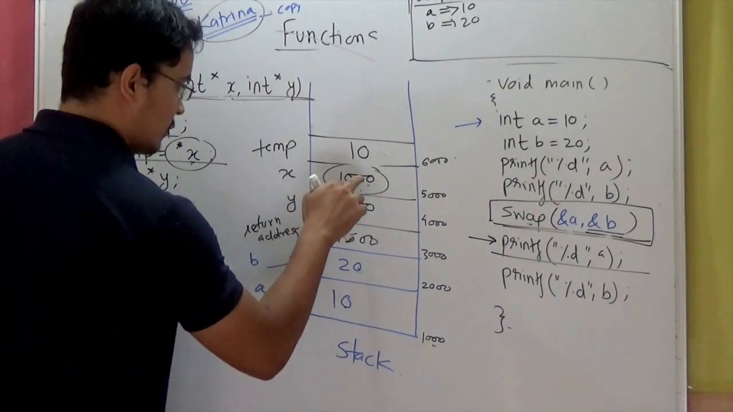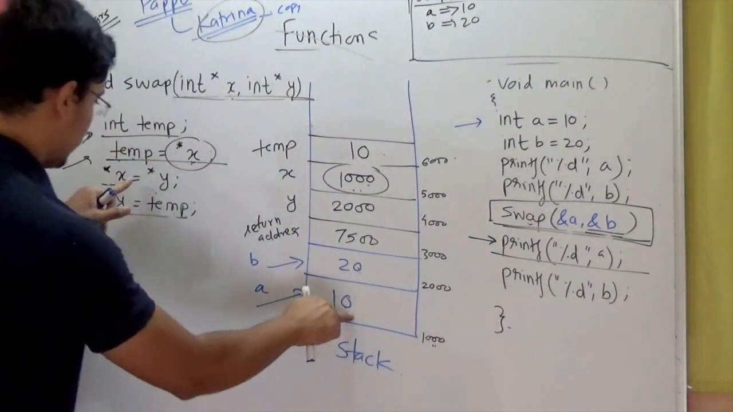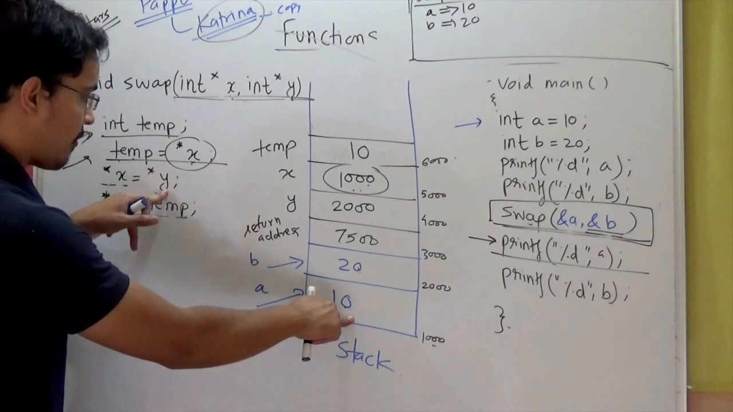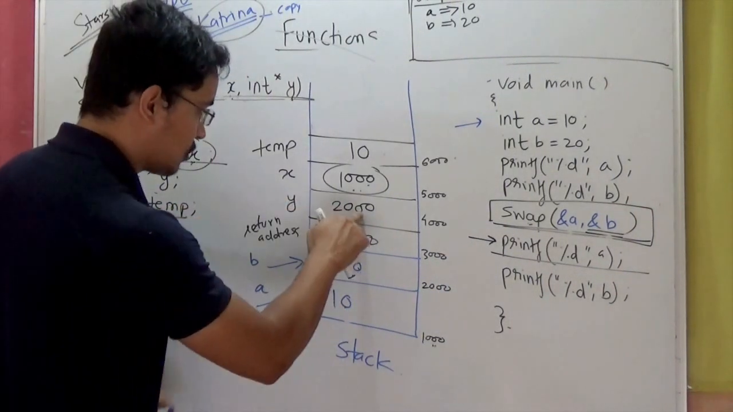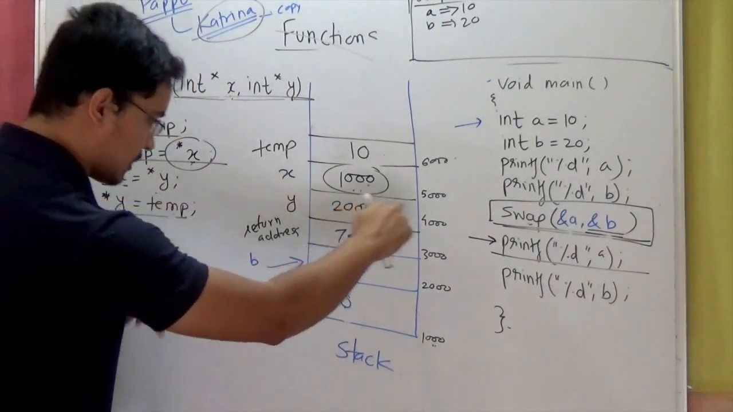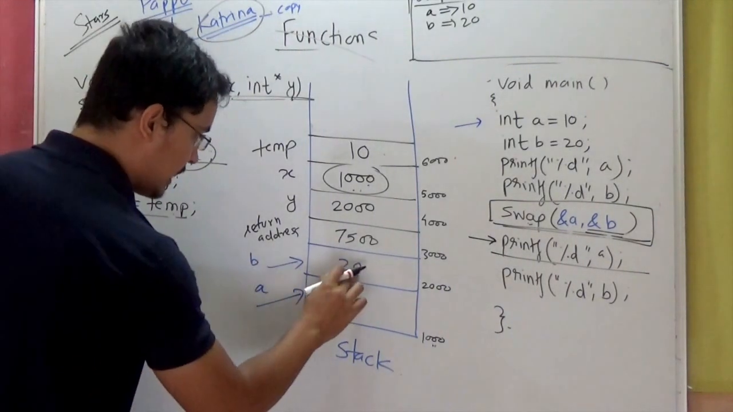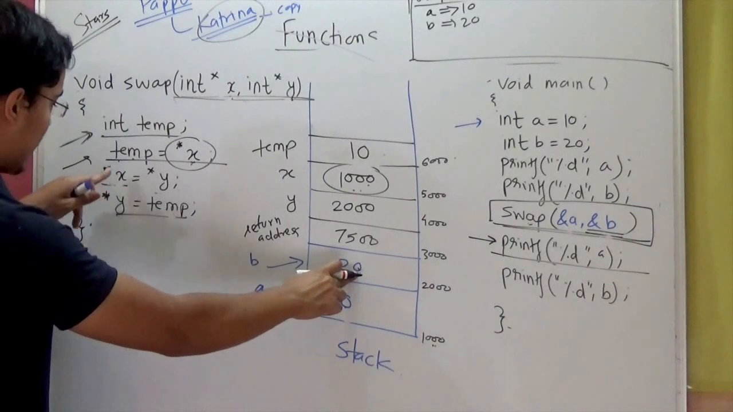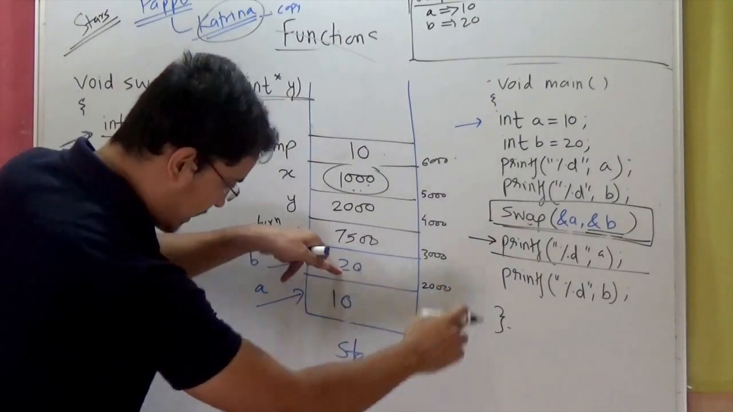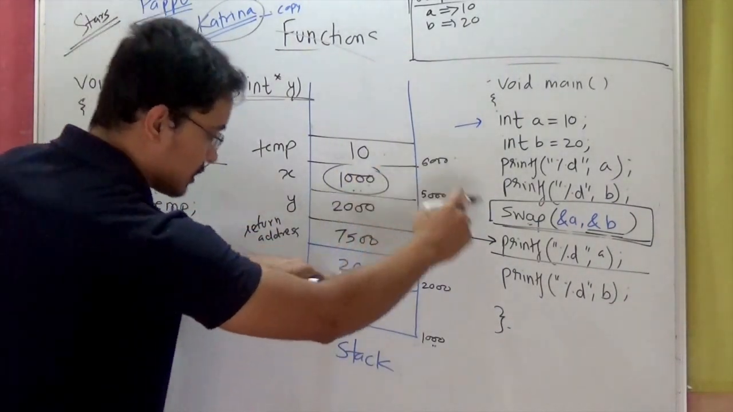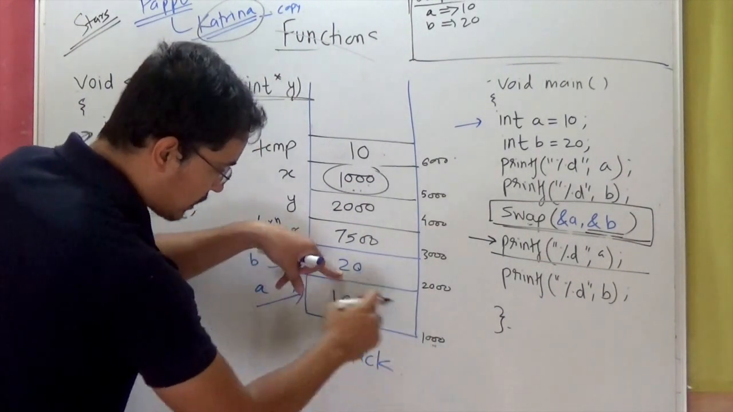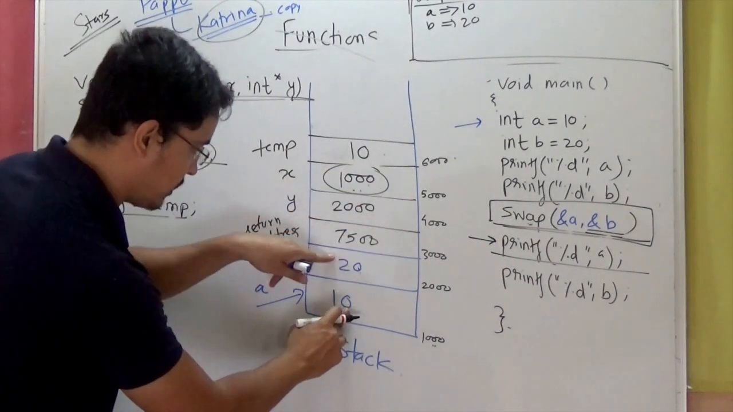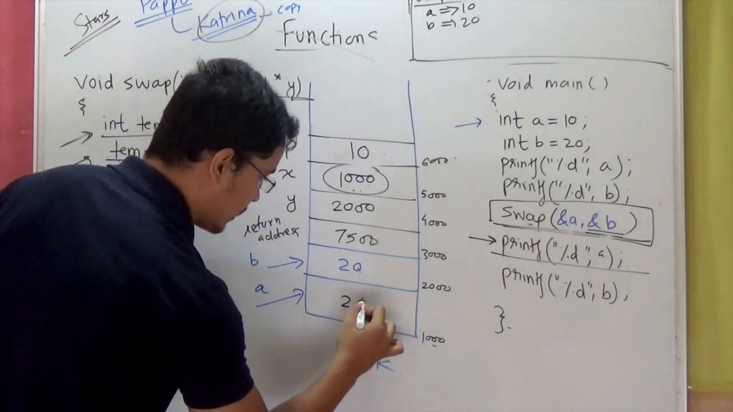Next, value at the address stored by X. The address stored by X is 1000. So value at 1000 equal to value at the address stored by Y. The address stored by Y is 2000. Value at 2000 is 20. So this 20 will be assigned to the value at the address stored by X. The address stored by X is 1000. 1000 is here. So value at 1000 equal to value at the address stored by Y, 2000, that is 20. So this will become 20.